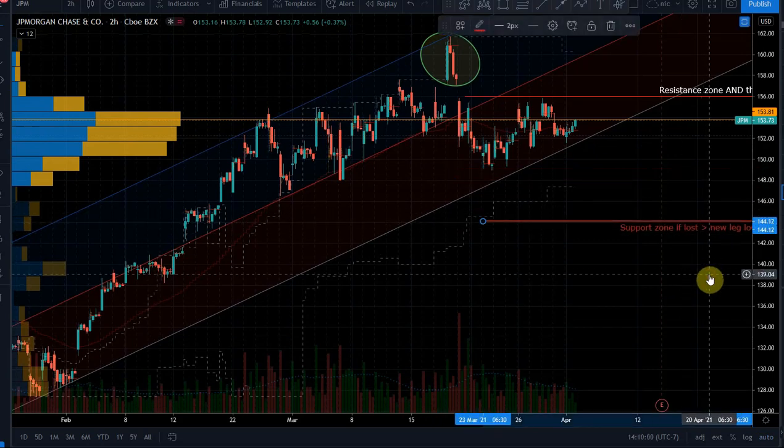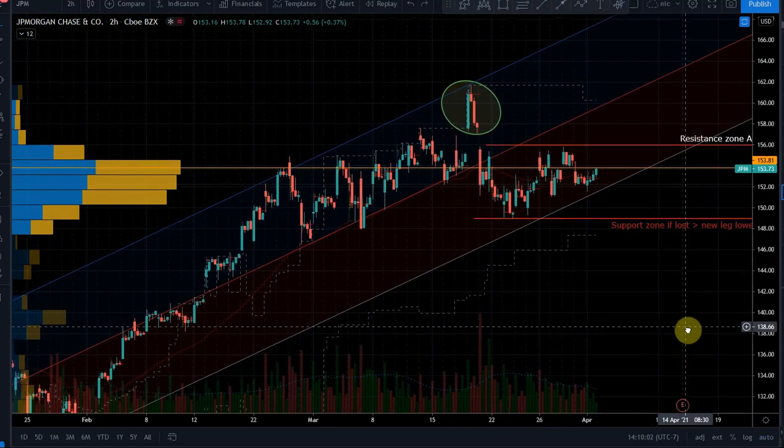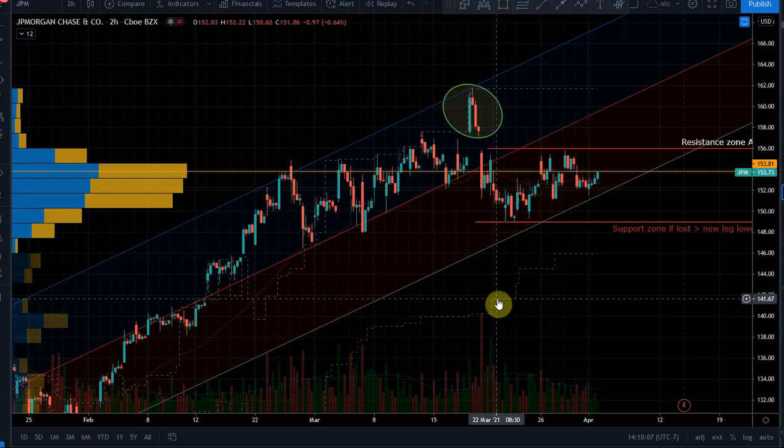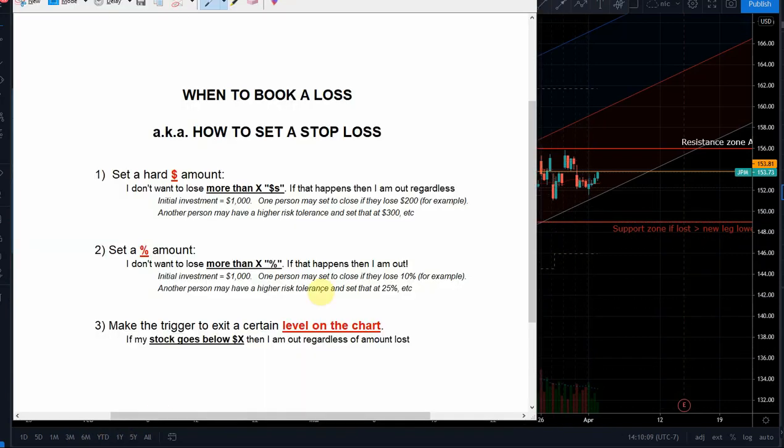Whoops, what is going on here? So how would I do that? Several ways, and let me see if I can bring up a picture. So stop loss, booking a loss, whatever you want to call it, it's a situation to manage.